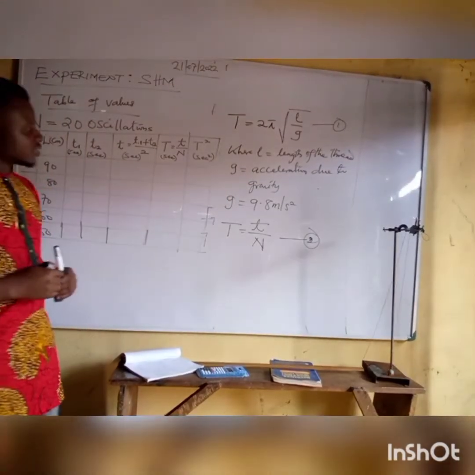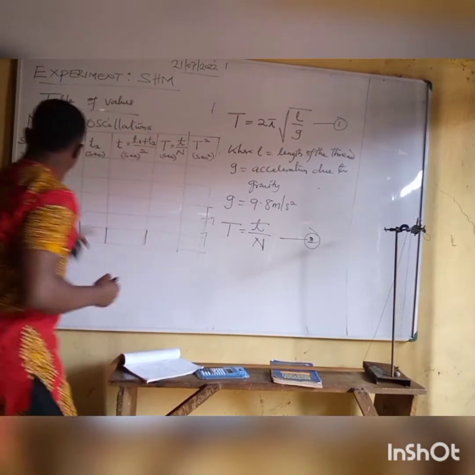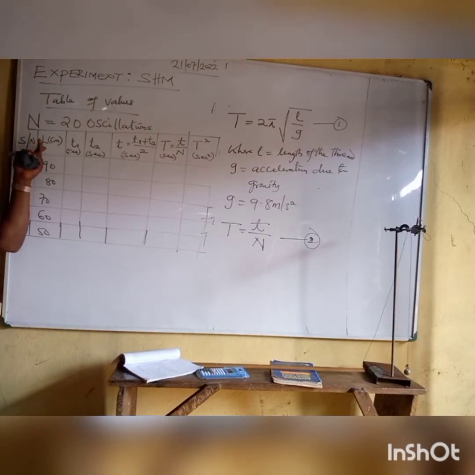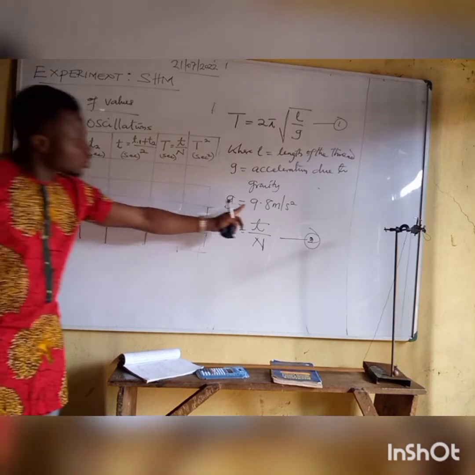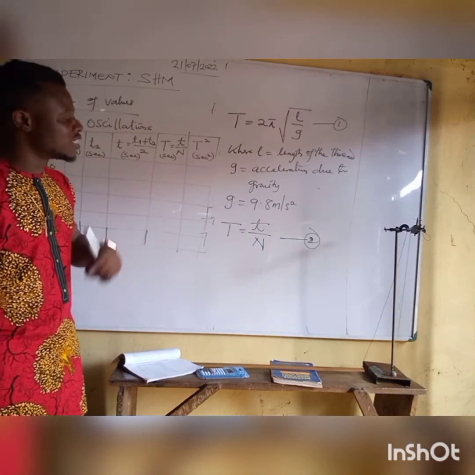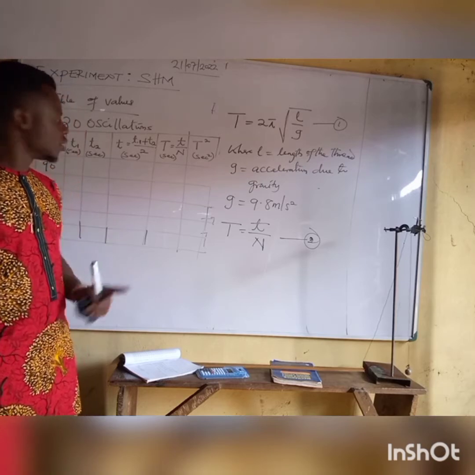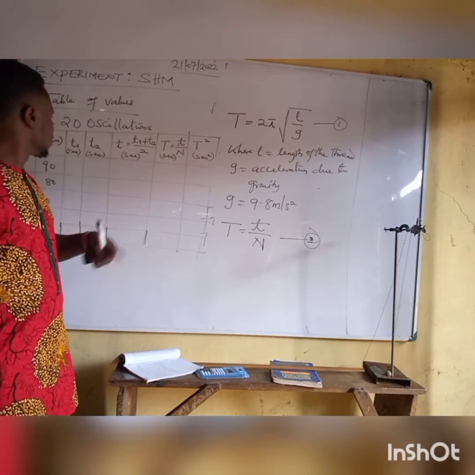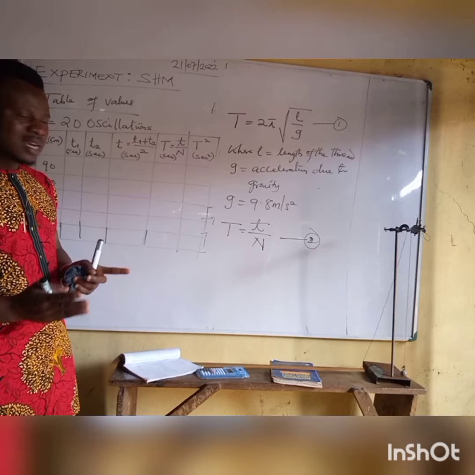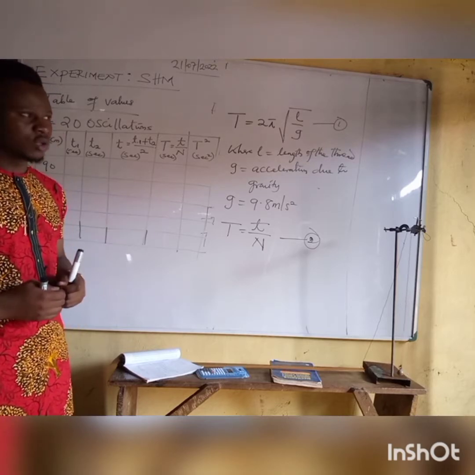Now in this case, let us go to this place. When you look at our table, you see that the length is given in cm, not in meter. But we have our acceleration due to gravity as 9.8 meter per second square. Look, the times are in second, but the length is in cm. There is need of conversion.